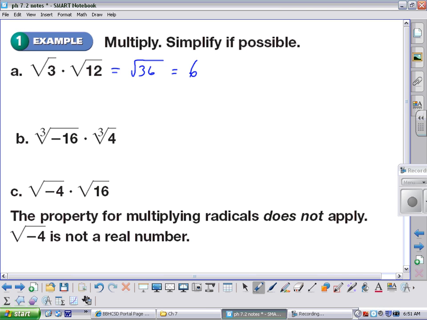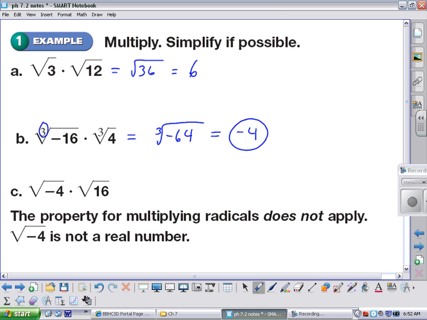Next one here, notice the index is different. It's 3. In other words, what number times itself 3 times is negative 16? Now, I know that's a real number. It's not a real nice number, but it's a real number, so that's not a problem. First of all, I'm going to keep the index the same. We keep indexes the same when we multiply. 16 times 4 is 64, and I get negative 64. And I say to myself, what number times itself 3 times is negative 64? That answer is negative 4.